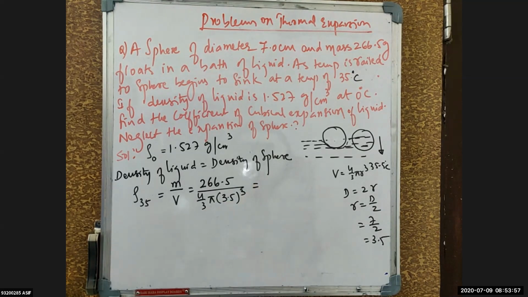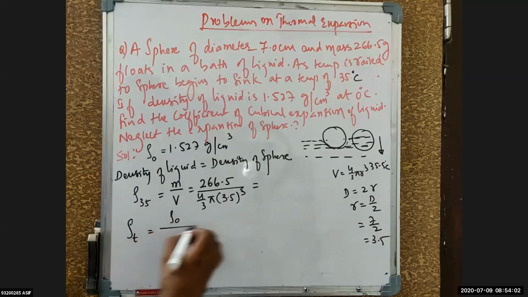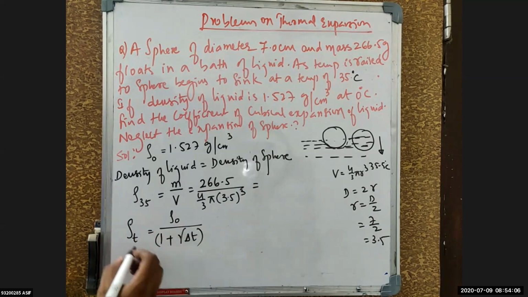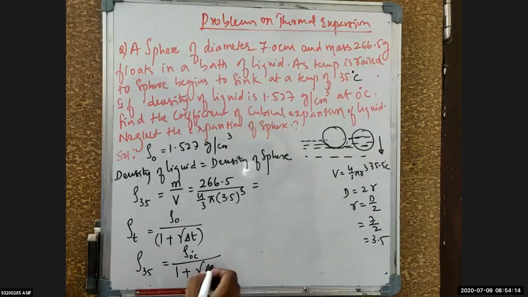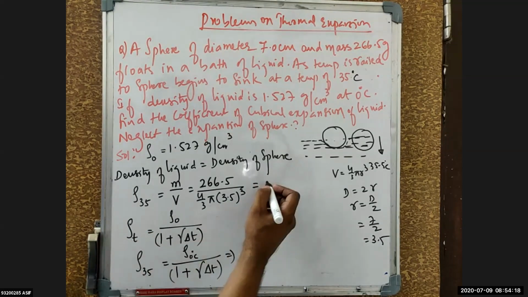And you know what the formula is. The density at T degrees centigrade is equal to rho naught into 1 plus gamma into delta T. This is our formula. That means the density at 35 degrees centigrade is equal to the density at 0 degrees centigrade divided by 1 plus gamma into the temperature difference. That means I can write from this the density at 35 degrees, whatever you get right now.